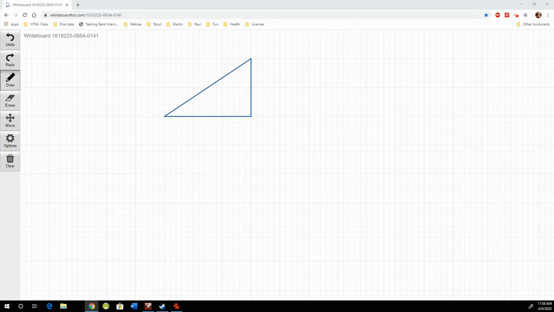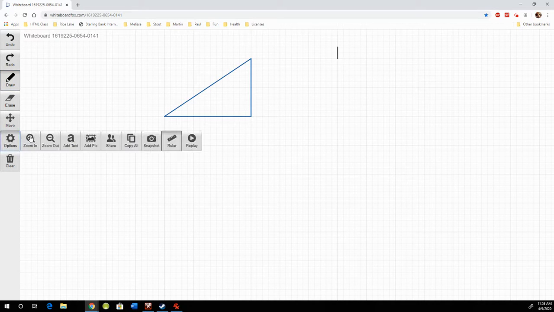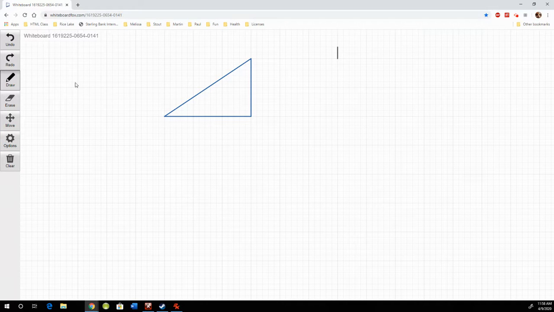So I've got myself a right triangle here. Let me see if I can, whoops, I do need that to be on, and let's take that ruler off. Let's try this again on the Pythagorean Theorem. Spelling and writing are definitely not my strong suits, but we'll see if we can handle this part here.